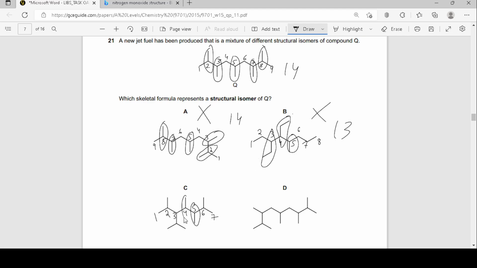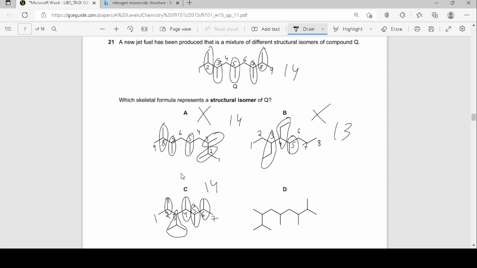A branch on the 5th one, a branch on the 4th one, a branch on the 6th one, a weird branch on the 3rd one, and a branch on the 2nd one. 7 and then 8, 9, 10, 11, 12, 13, 14. 14 carbon atoms in total, am I right? Yeah, so 14 carbon atoms. So this could be likely because it's not the same compound and it has the same number of carbon atoms. Let me just check the last one.